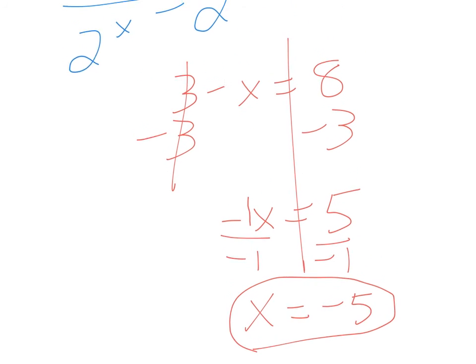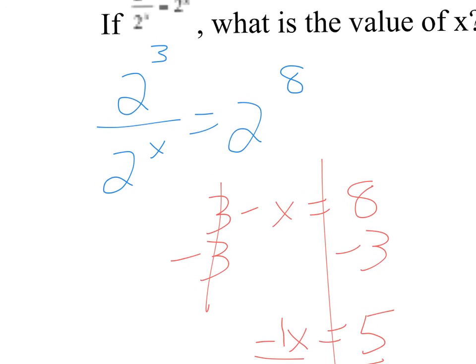And once again, if I check this, I'll put negative 5 back up here for this x. So what's 3 minus a negative 5? That's the same thing as adding 3 plus 5, which gives me the 8 that I wanted.